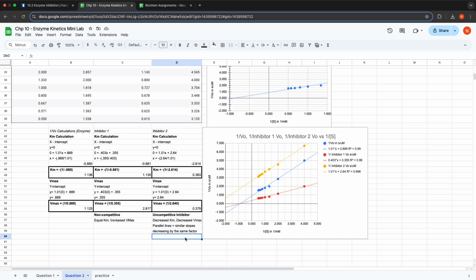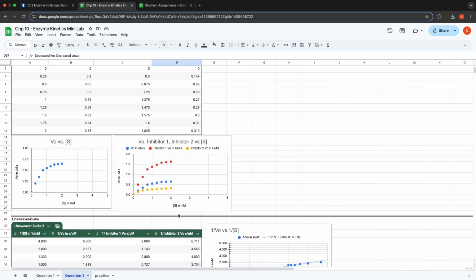So our findings are that inhibitor 1 has a non-competitive relationship due to the relationship between the Km and the Vmax with the enzyme, and inhibitor 2 is an uncompetitive inhibitor because of its overall parallel features with the enzyme, that similar slope, and then we see the decreased Km and the decreased Vmax because of our calculations that we performed.